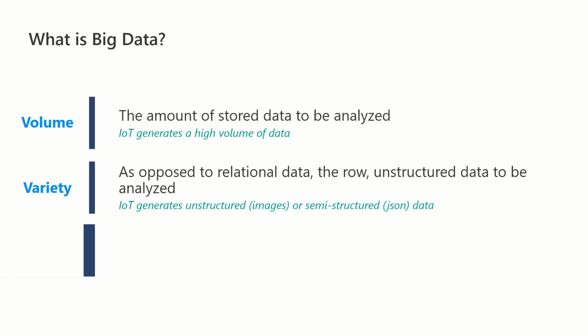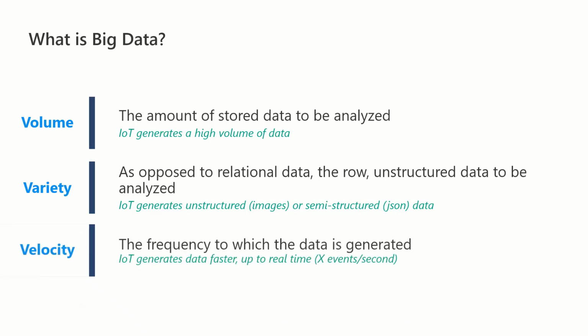And at last, velocity, which is the frequency at which your system will generate data. In the IoT space, it can be as low as a metric per hour, up to several data points per second.